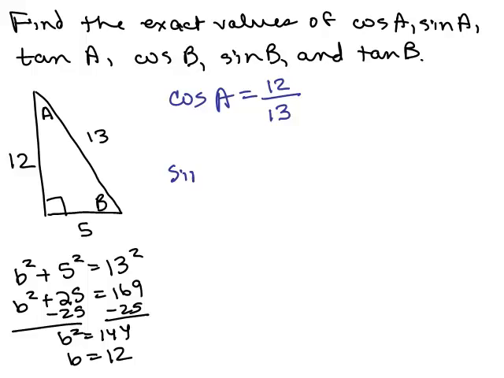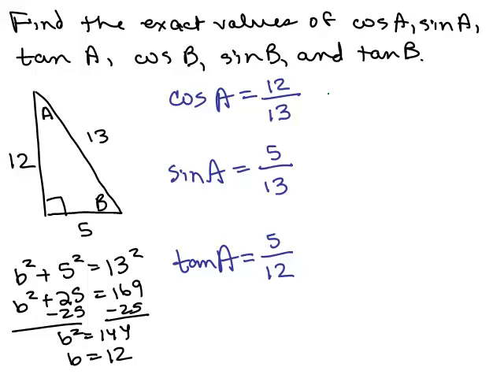And the sine of A. All right, so again, I'm looking at A. I want the side opposite A, that's over here 5, over the hypotenuse, 13. Tangent of A. The tangent is the opposite over the adjacent. So the side opposite is 5, and the side adjacent is 12. So there we've done the cosine, sine, and tangent for A.